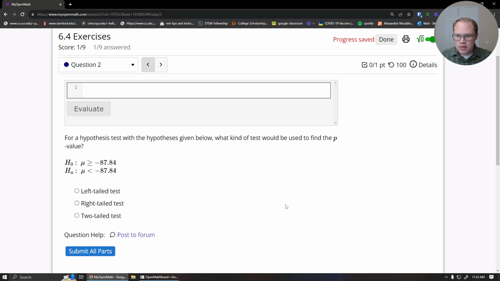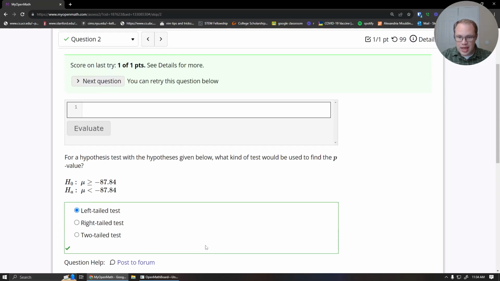Let's look at another. Okay, similar problem, different parameter. Now we're testing the population mean, but the rule stays the same. In order to determine what kind of test you want to use to calculate the p-value, whether it's a left-tailed test, a right-tailed test, or a two-tailed test, we look at that inequality symbol. Here we have mu less than negative 87.84. That less than symbol means we are looking at the lesser values, which are to the left. Smaller values are to the left, which means we do a left-tailed test. We'll calculate the probability in the left tail to find our p-value.